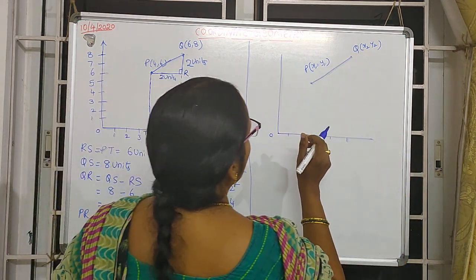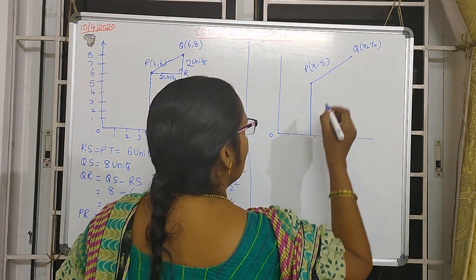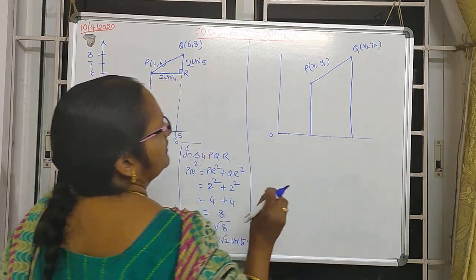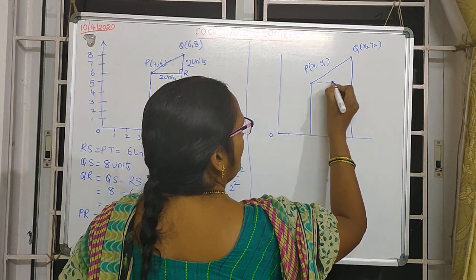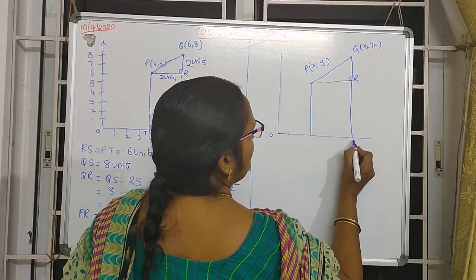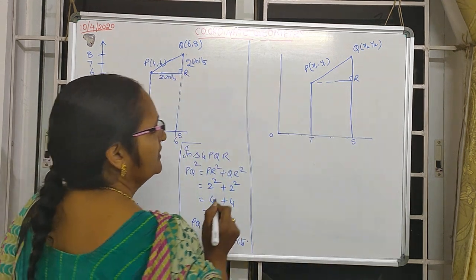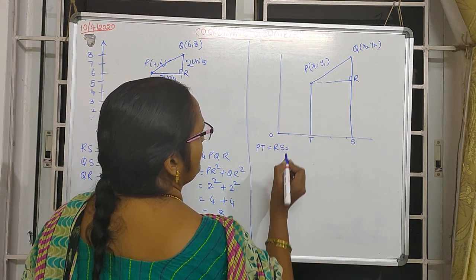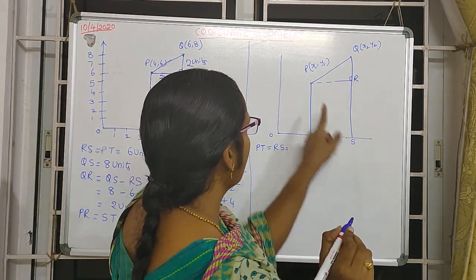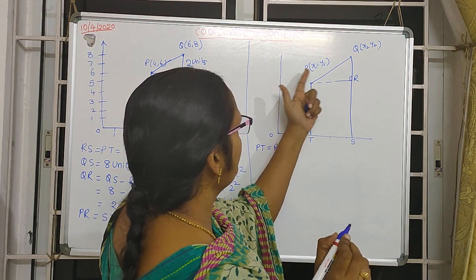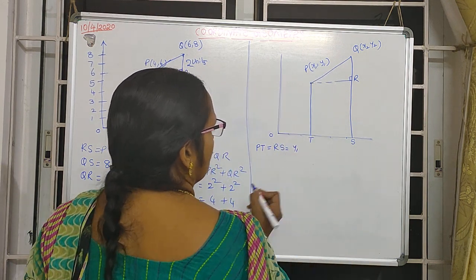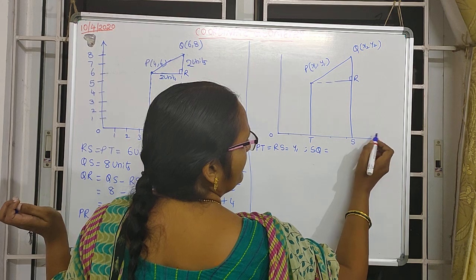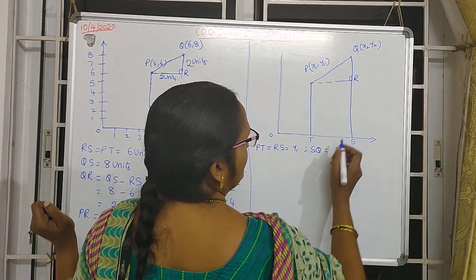For that, what are we supposed to do? We have to draw a perpendicular line to the x-axis from P and a perpendicular line to the x-axis from Q also. Okay. Now this is R, this point is S, and this point is T. Clear? Now what is PT? PT equals RS, equals what? PT is the distance from the x-axis to the particular point, which is nothing but the y coordinate. This is y1. Right? Now, what is SQ? SQ is the distance from the x-axis to the particular point. That is nothing but y2.